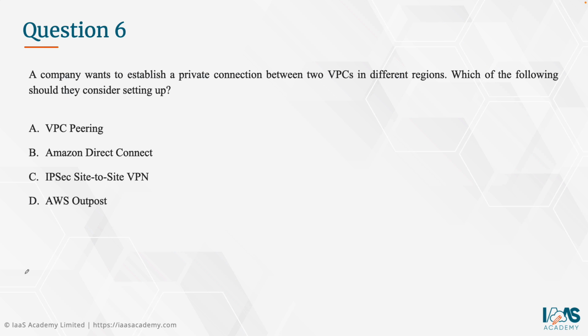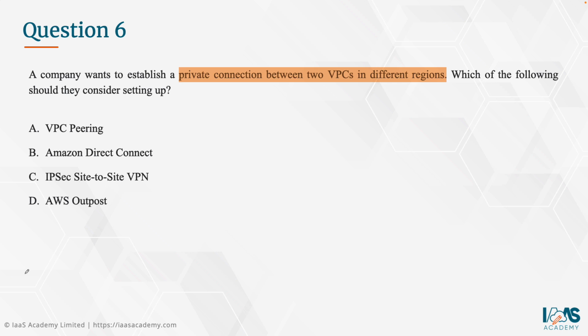Okay, so question number 6 is, a company wants to establish a private connection between 2 VPCs in different regions. Which of the following should they consider setting up? A. VPC peering, B. Amazon Direct Connect, C. IPsec site-to-site VPN, or D. Outpost. Okay, so the key phrase here is setting up a private connection between 2 VPCs in different regions.